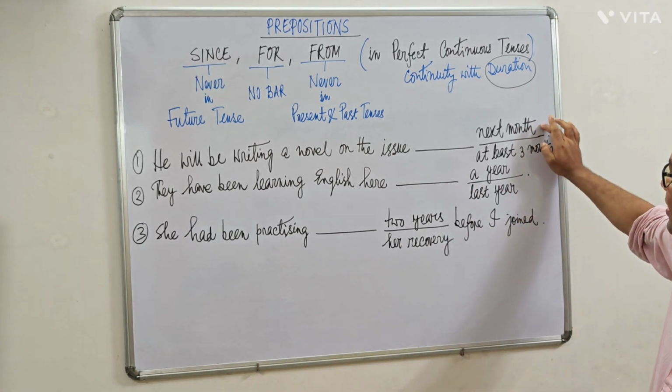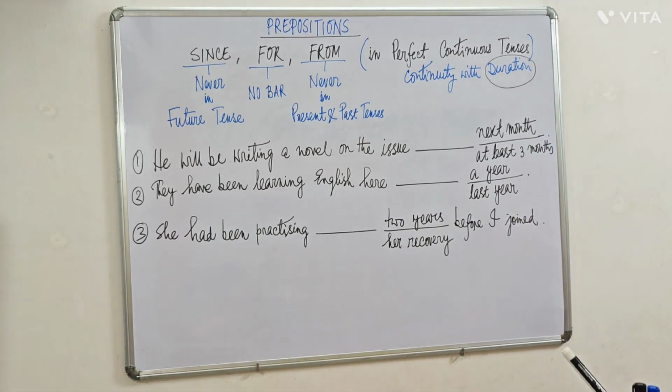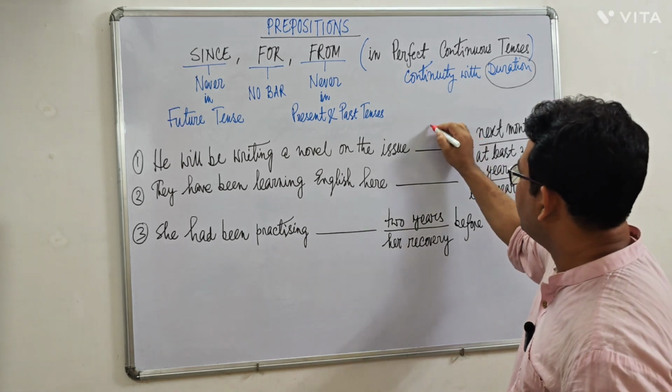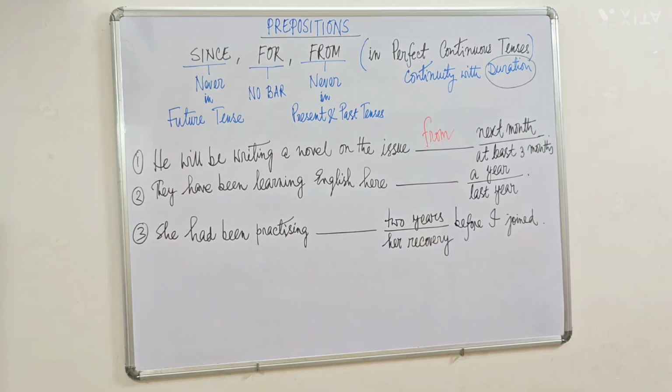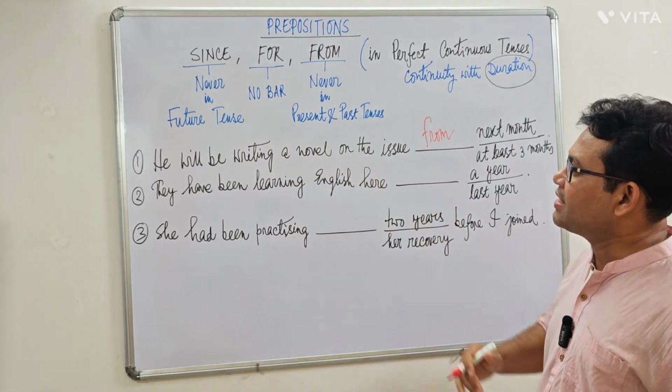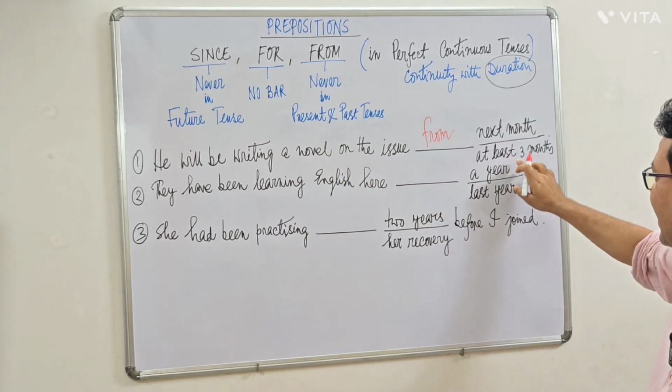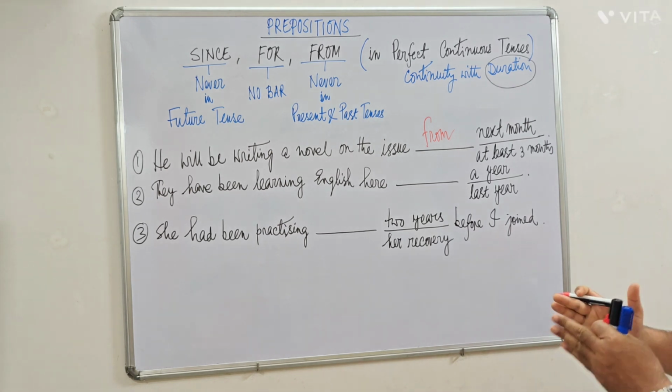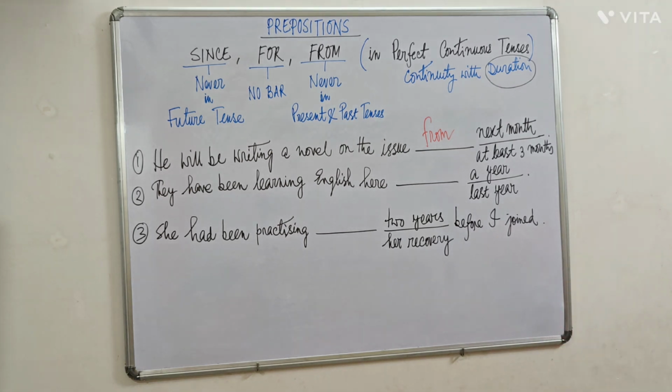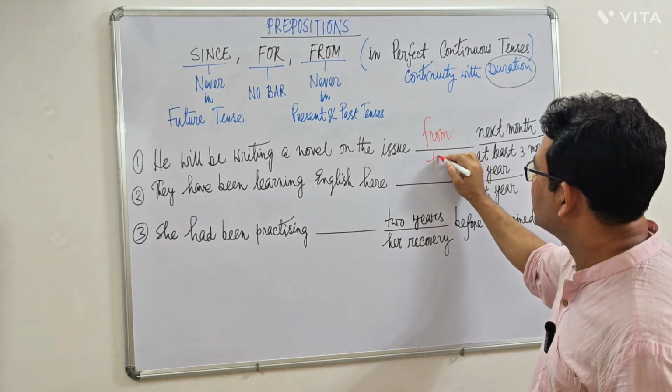So the first option, next month. Next month is not giving the idea of clear-cut duration of time. So it will be "from." But the other one, he will be writing a novel on the issue, dash, at least 6 months. So here we get the clear-cut expansion of time, time lapse. So we have to use "for."